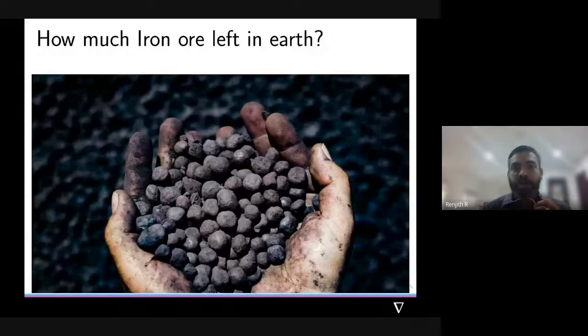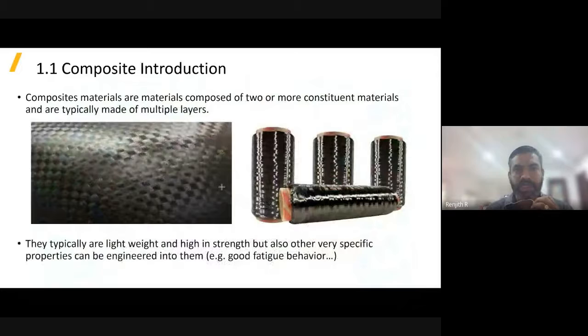It has already happened, and we can see the cost of the conventional materials increasing day by day. So we have to rely on some other materials. A beautiful answer to this is composite material. So what is a composite material? A composite material is composed of two or more constituent materials, typically made of multiple layers. That is, two materials combine together, but they do not mix into each other; they remain separately in their constituent form, yet are combined to get a new material.